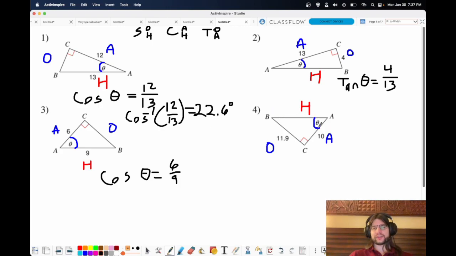Let's look at this last one here. This time we know the opposite and the adjacent. Oh, that's another tangent. So tangent of my angle, which happens to be theta, is opposite over adjacent. It doesn't matter that it's a decimal, just type it in. It'll be perfectly fine. So shift, tangent, this fraction equals.